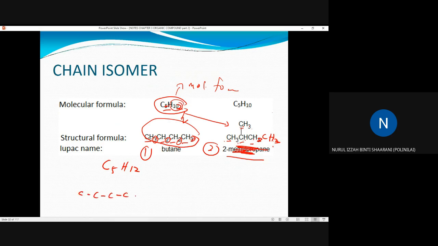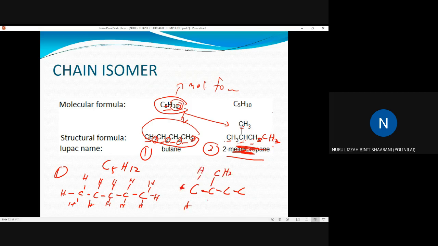1, 2, 3, 4, 5. Okay, ini structure pertama. Okay, and then structure kedua. CH3. Okay, for this one, bila kita kira, ini 1, 2, 3, 4, 5, 6, 7, 8, 9, 10, 11, 12. Okay, 5 carbon, 12 hydrogen, untuk first structure. Untuk second structure, 1, 2, 3, 4, 5. Okay, 5 carbon juga. Hydrogen dia 1, 2, 3, 4, 5, 6, 7, 8, 9, 10, 11, 12.